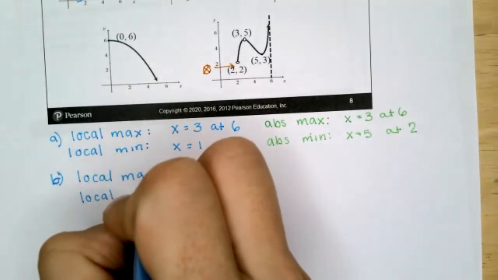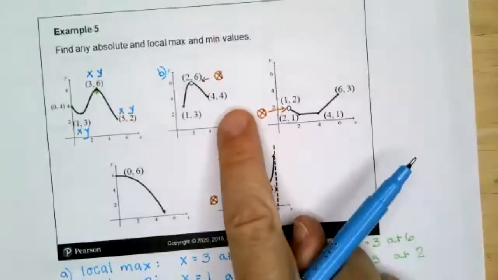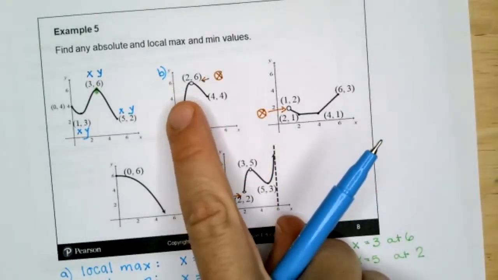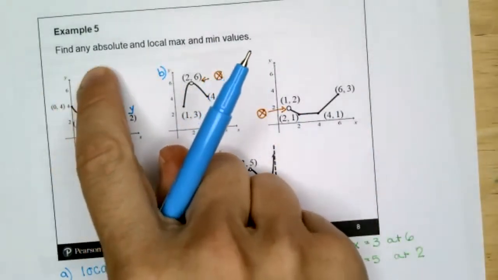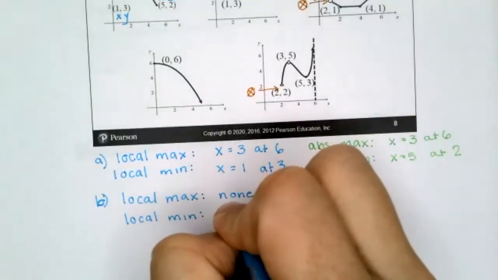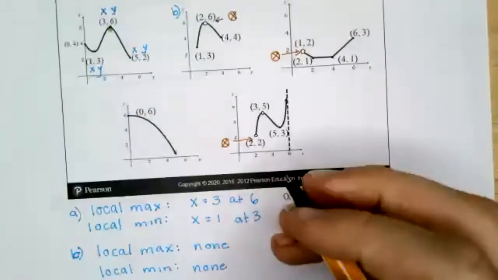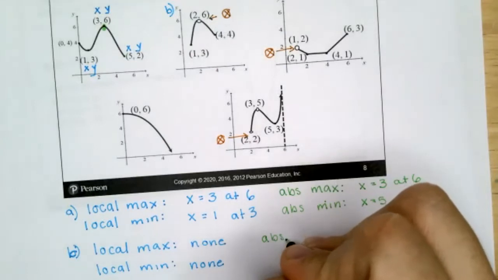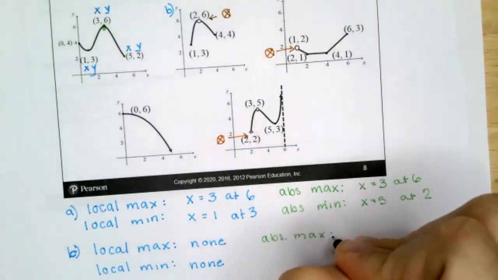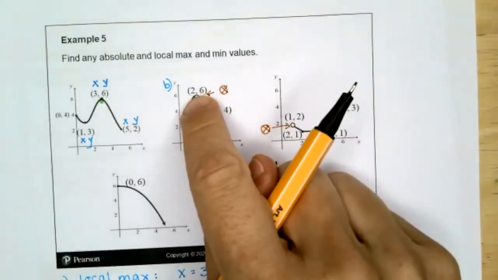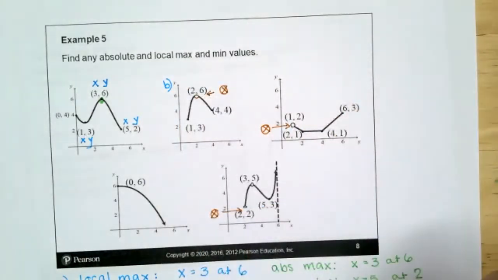Local minimum. There are points that become low on the graph, but none of them go down and come back up. It has to be a valley, go down and come back up. So there are none. Absolute max. This is my highest point, but it's not included in the graph. So I don't have enough information. So I just have to say none again.